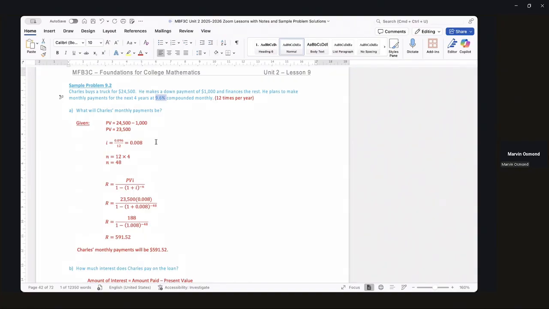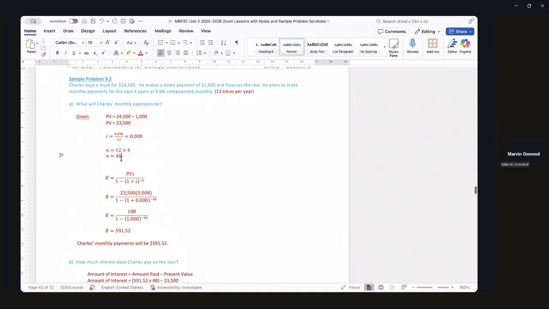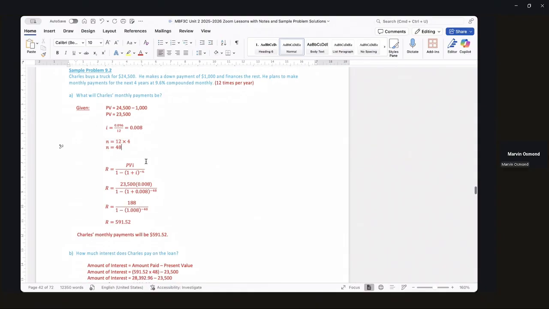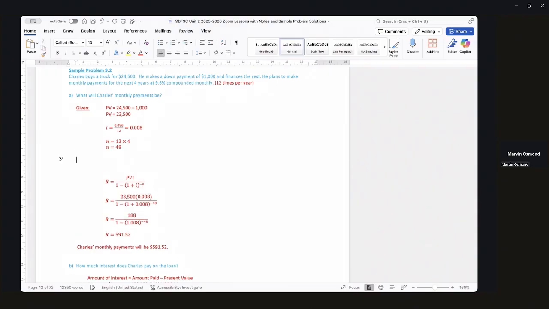And N is the number of payments altogether. 4 years, monthly means 12 times per year. So 12 times 4, 12 months in a year for 4 years, is 48 payments. So you're going to borrow 23,500, the interest rate per month is going to be 0.008, and the number of payments is 48. So now the next step, I didn't write it down here, I'm going to write it down now: solution.